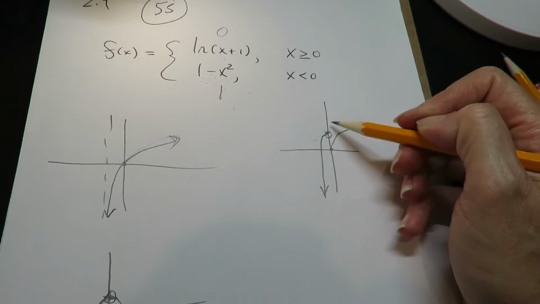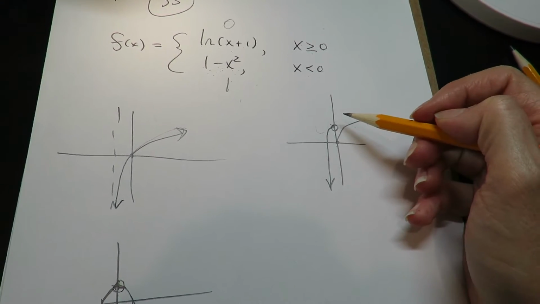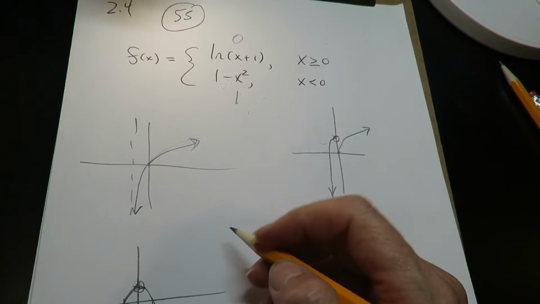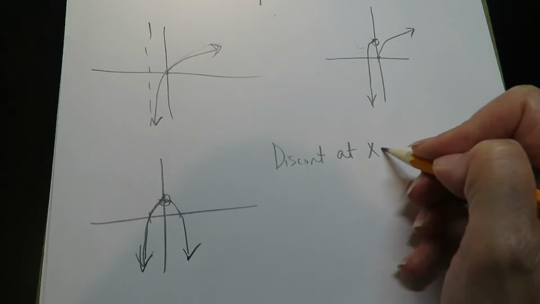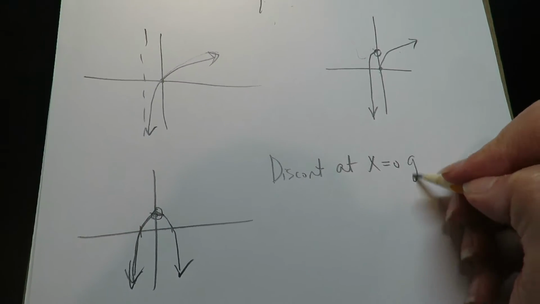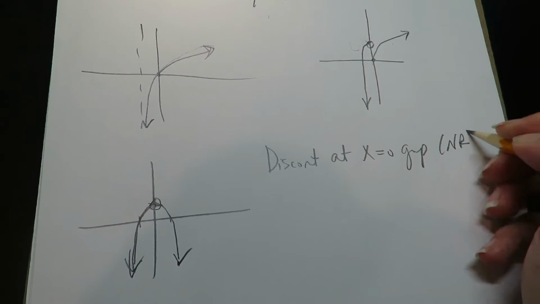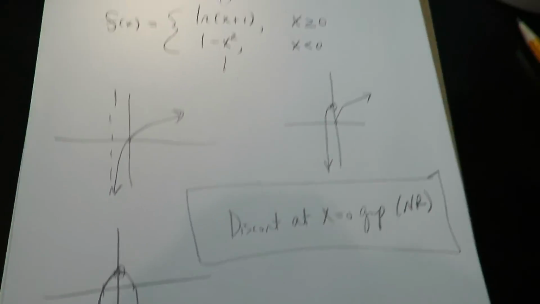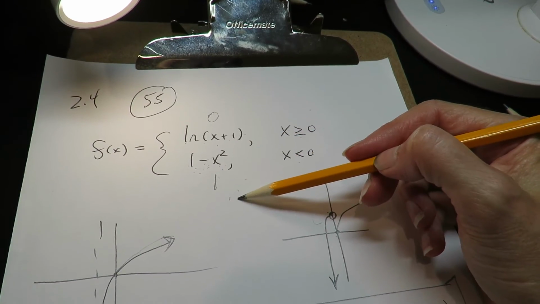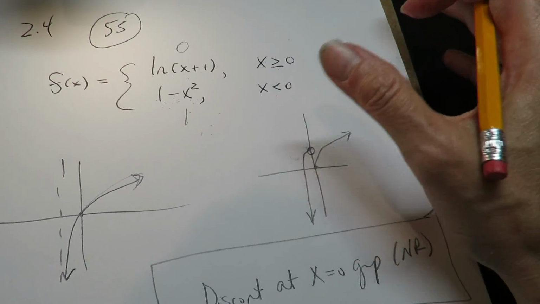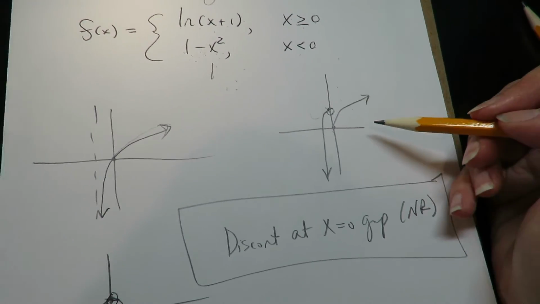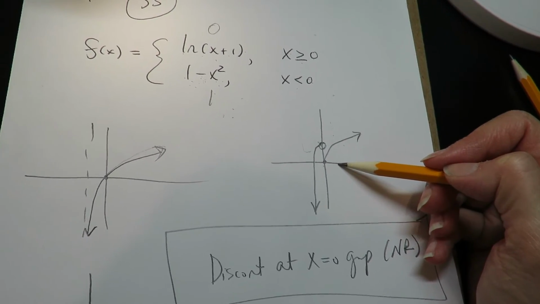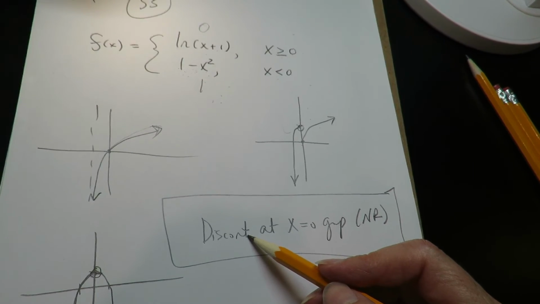Here, as we go to the origin, you can see that the limits don't approach each other. So what happens here is that we have a discontinuity at x equals 0. This is a gap, so we'll say that this is non-removable. Again, if the segments are continuous, the only potential place where you can have a discontinuity is whether they connect or not. In this case, the two functions did not connect, so therefore we have a discontinuity.